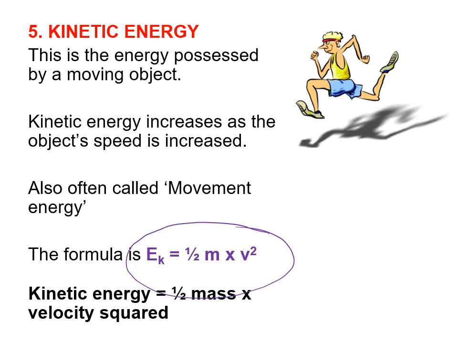The m stands for mass, and the v stands for the velocity, how fast you are moving. So as the mass of, for example, this runner increases, then his kinetic energy will increase, and also as he moves faster, he will also increase in kinetic energy.